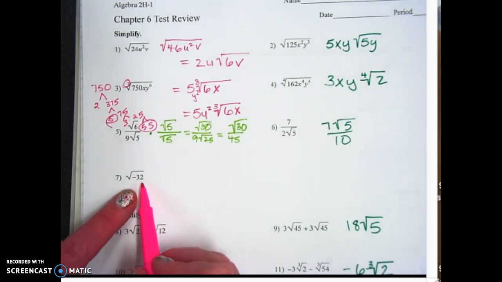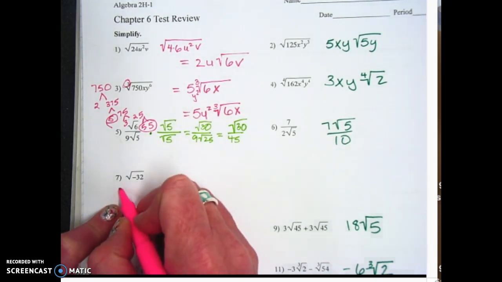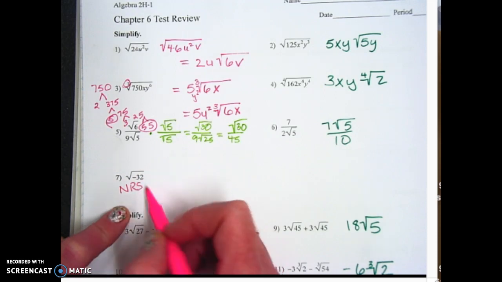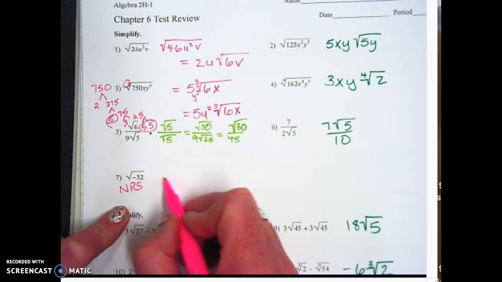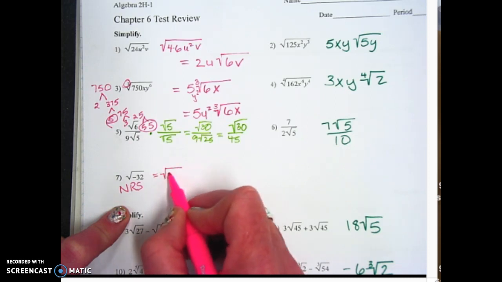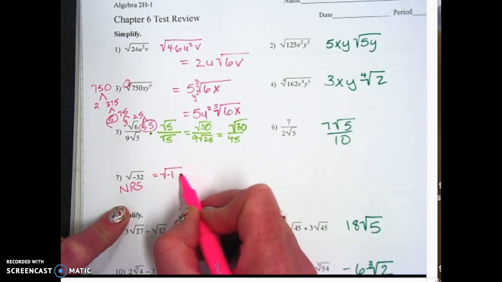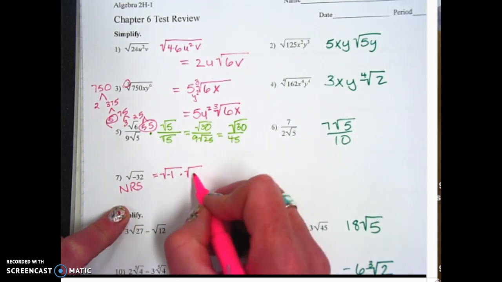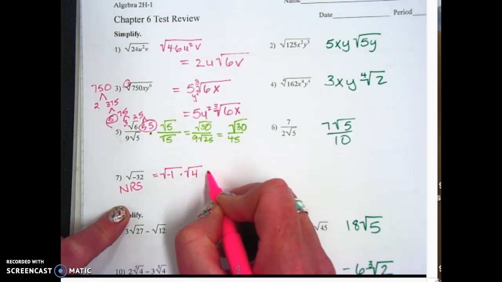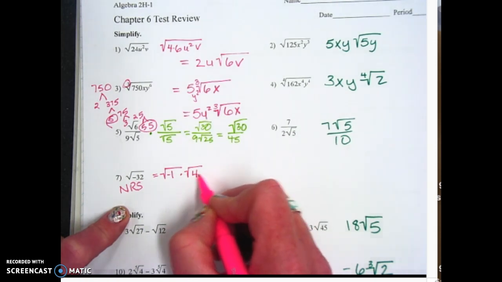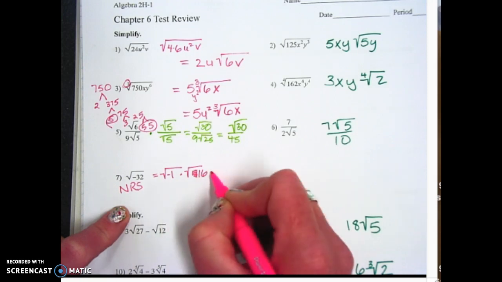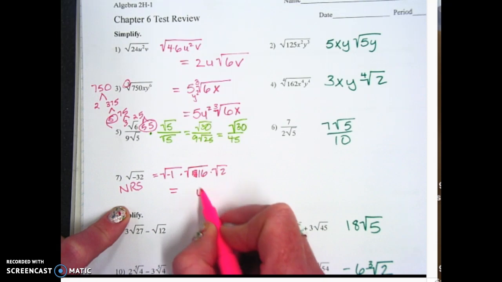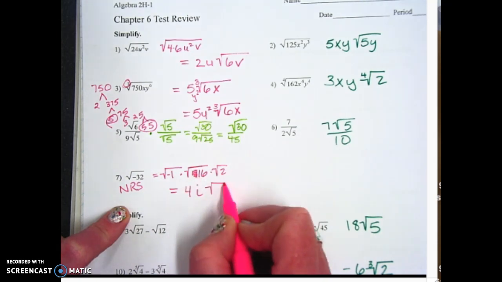We have the square root of negative 32. If we were in Algebra 1, we'd say no real solution because we can't have a negative under the radical, but we know that the imaginary number will get us the square root of negative 1 times the square root of 32, and square root of 32 is 16 times 2. 16 and 2 will get us to 32. So we've got i from here, we've got 4 from here, and square root of 2.